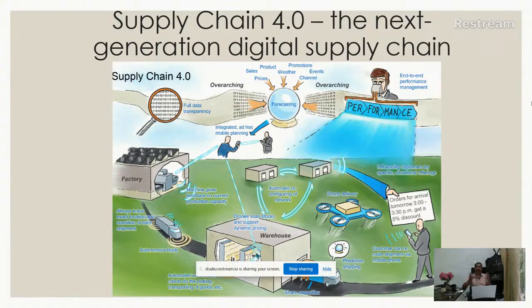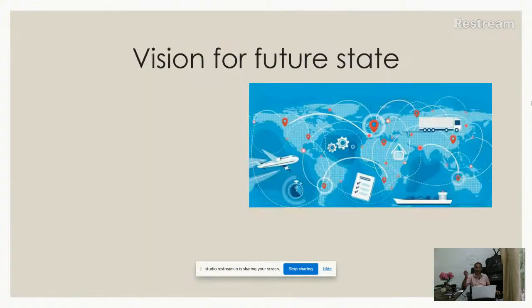Okay, and also input you take from the external environment. One of the top things you can see is weather, and product promotion. All this input is taken, and the entire thing happens as a connected environment in Supply Chain 4.0. So the vision for the future state, as per this consulting organization, is that delivery is faster, more flexible, more granular, with micro segmentation.